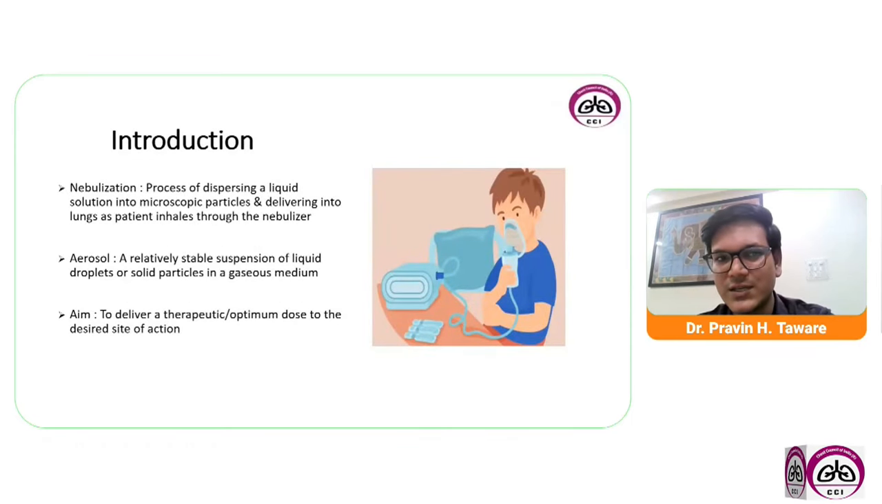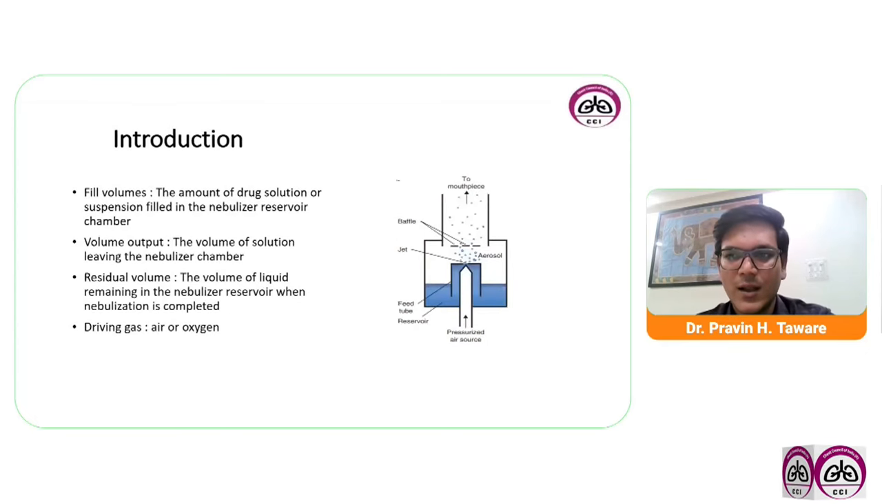Nebulization is a process of dispersing a liquid solution into microscopic particles and delivering them into the lungs as the patient inhales through the nebulizer. And what are aerosols? A relatively stable suspension of liquid droplets or solid particles in a gaseous medium. The aim is to deliver a therapeutic and optimum dose to the desired site of action. As you see in this picture, a pressurized air source is used in a jet nebulizer. Aerosols are generated by passing a pressurized gas at a high velocity through a small jet orifice.